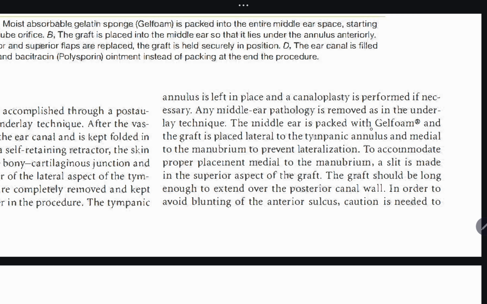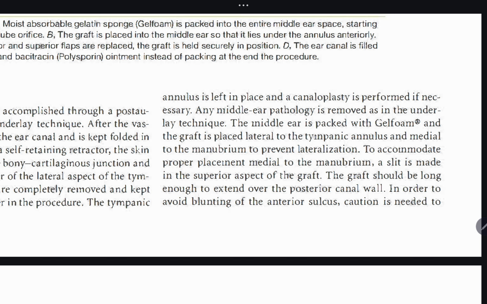The middle ear is packed with gel foam and the graft is placed lateral to the tympanic annulus and medial to the manubrium to prevent lateralization. To accommodate proper placement medial to the manubrium, a slit is made in the superior aspect of the graft. The graft should be long enough to extend over the posterior canal wall.